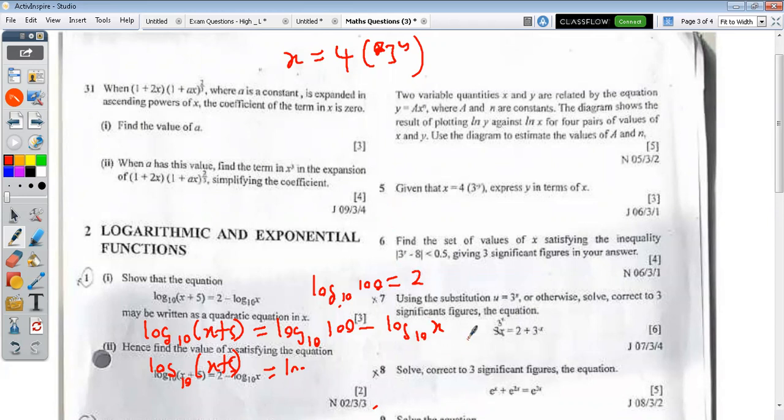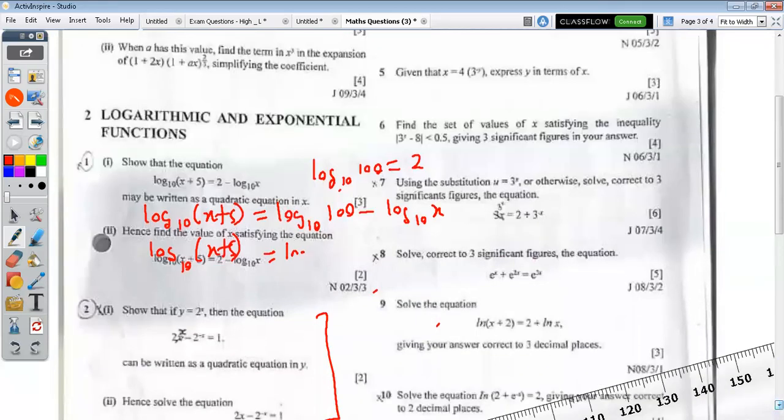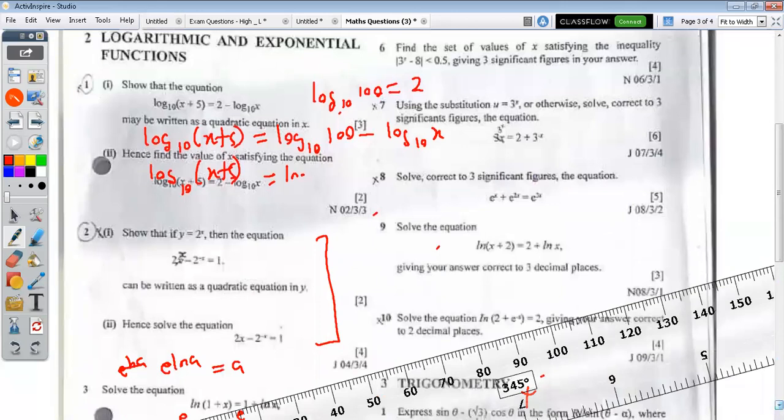Use substitution, u is equal to 3 to the power of x, or otherwise solve, correct to significant figures, the equation. Now there's a typing error. I think that one is a minus. So for now, I would say let's leave it. Some of them are not clear. I'll have to check for you, for example, whether this is 3t or 3x. I'm not sure here.